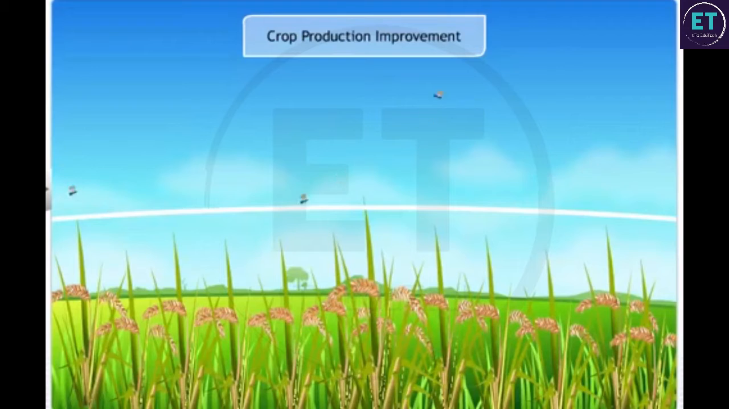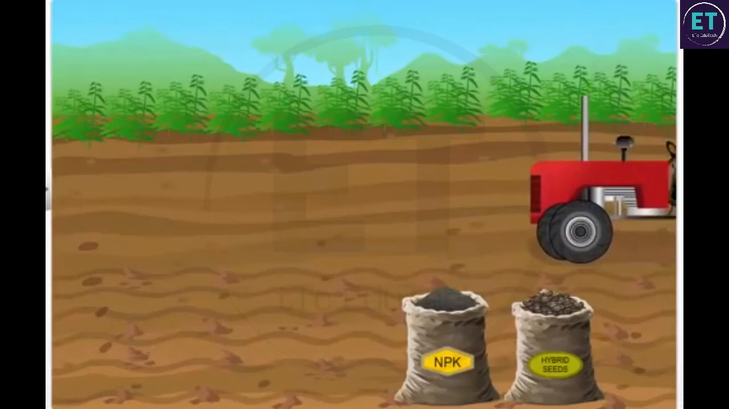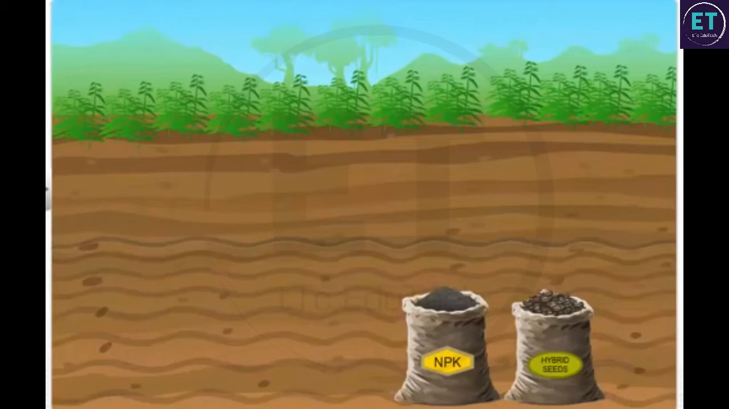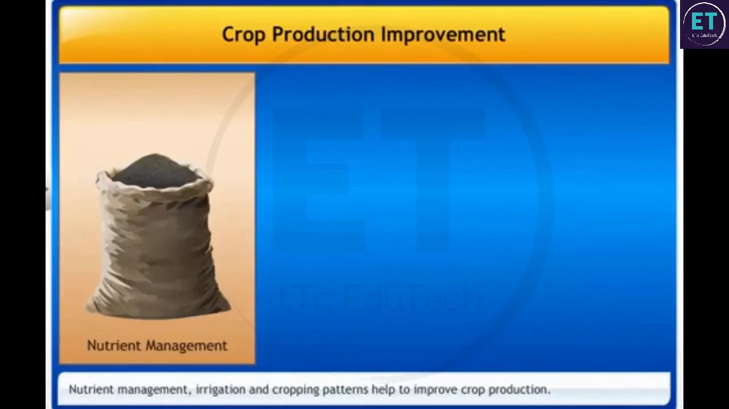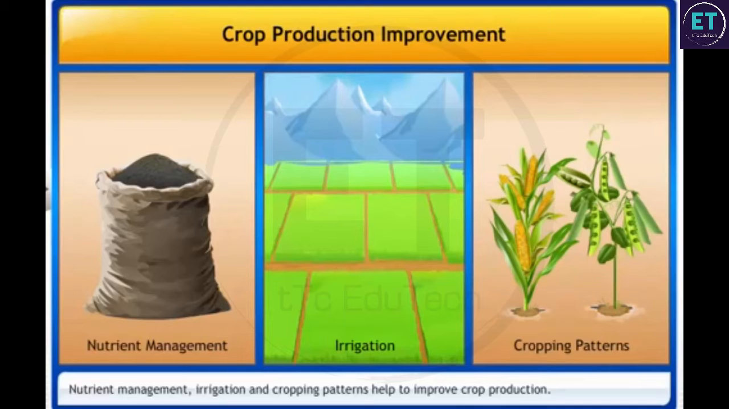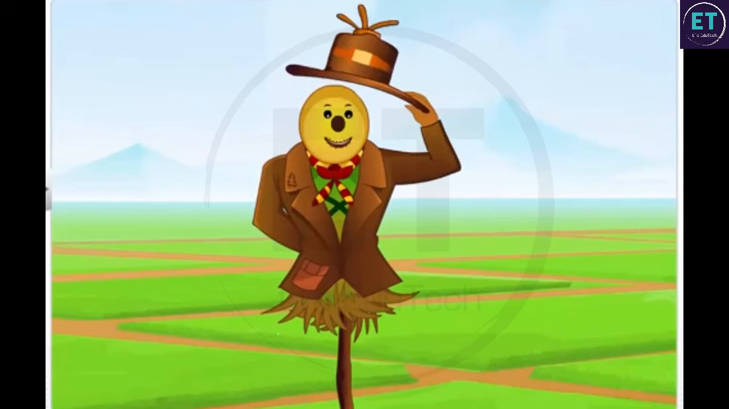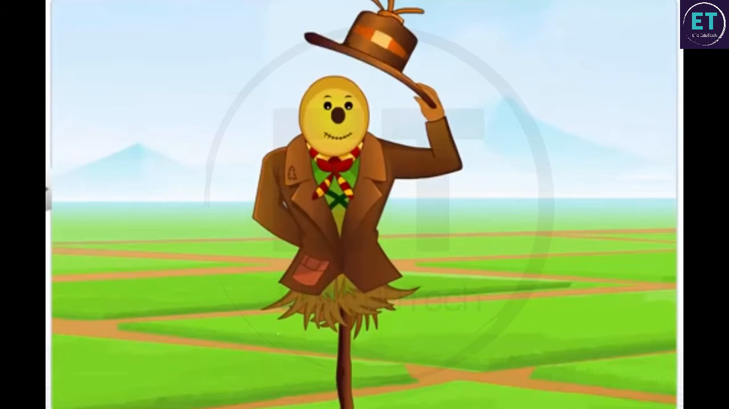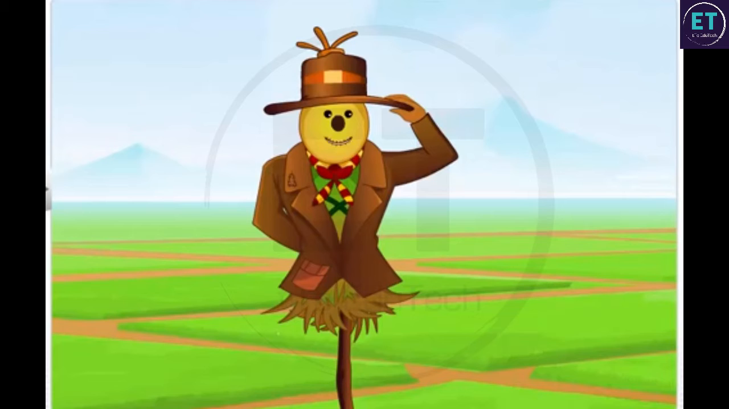Crop production improvement is the protection of crops that are growing or have been harvested. It is the farmer's purchasing capacity that decides the cropping system and production practices. Nutrient management, irrigation, and cropping patterns can help to improve crop production. Okay, now I understand why the farmer keeps saying that plants need nutrients for growth just like we need food for our growth. Well, it's different that I don't get much of a chance to grow.